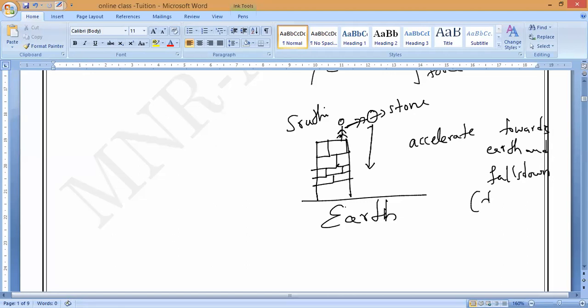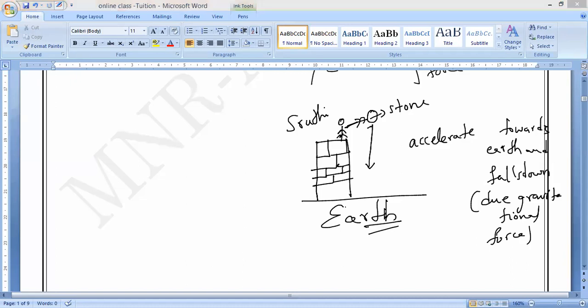Due to what? Due to gravitational force of the earth. Till now I have not taught gravity, only gravitational you should remember. Due to gravitational force, the stone is moving towards the earth. It is accelerating towards the earth. Means in the sense of what? Earth is exerting some force of attraction on this stone, so that the stone is coming down. Is it yes or no? Yes, sir.